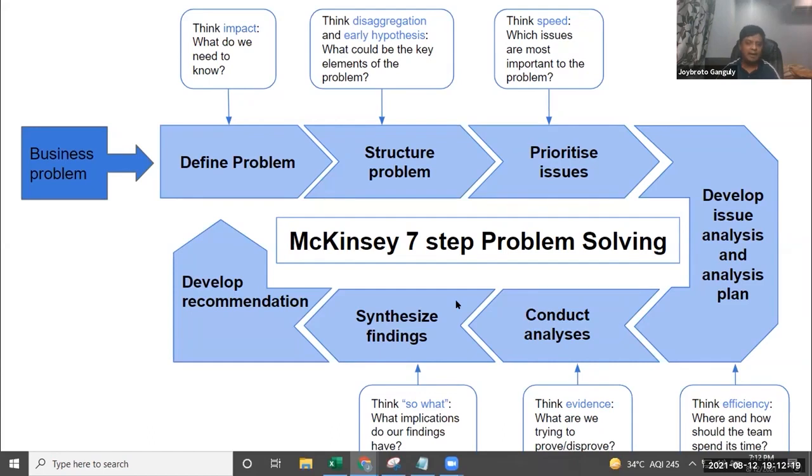A McKinsey consultant puts a lot more time and effort into defining a problem, structuring the problem, prioritizing the issues, then developing an issue analysis and analysis plan: how do I analyze, what kind of data do I need to analyze this issue, and then actually conducting those analyses. Once you have conducted the analyses, synthesizing findings will be a separate class that I will take only on synthesizing findings, such as what is top-down communication and so on. And then finally, it's about developing recommendations.